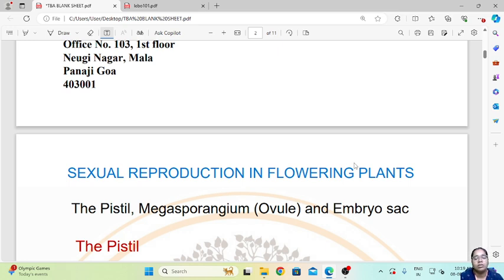And how are these ovules formed? It is formed through the process of megasporogenesis. So today we are going to learn about the pistil, the female reproductive structure, then how the megasporogenesis process happens to form the gametes, and we will study this in detail now.